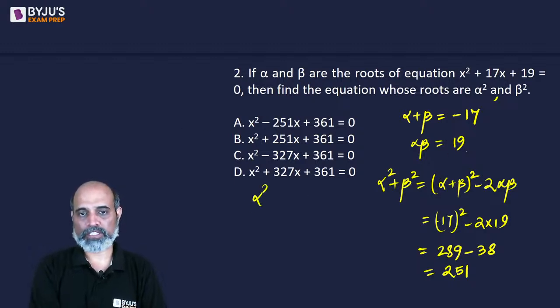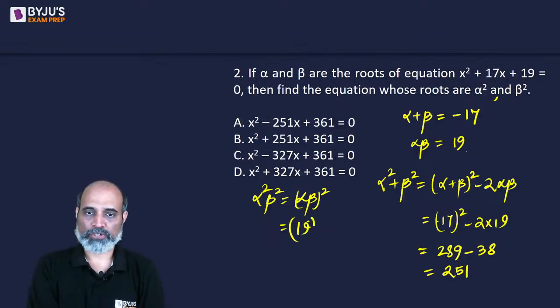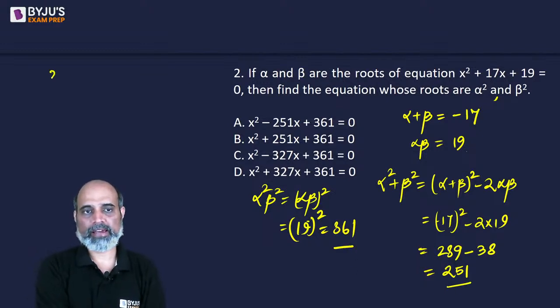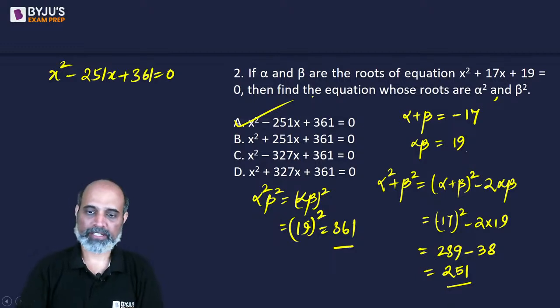Product of the roots, that is alpha square into beta square, can be written as alpha beta whole square, and alpha beta is 19, though it doesn't matter because anyways we are going to square it, is going to be 361. So the equation should be x square minus sum of the roots into x plus product of the roots equal to 0. So x square minus 251x plus 361, this is only in option A.